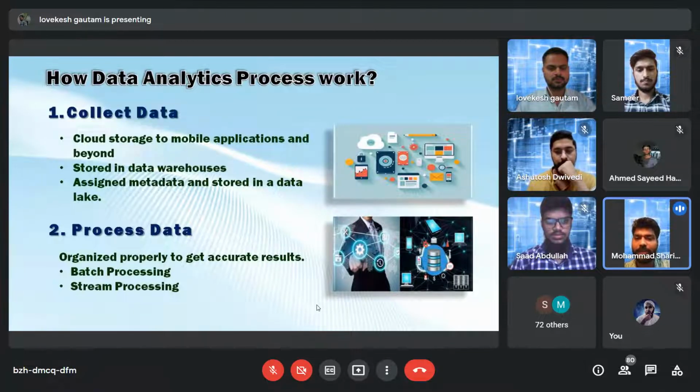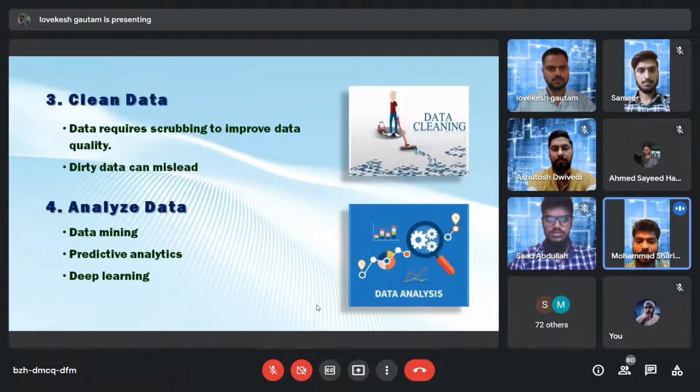One processing option, that is batch processing. It looks at large data blocks over time. Batch processing is useful when there is a longer turnaround time between collecting and analyzing data. Second one is stream processing. It looks at small batches of data at once, shortening the delay time between collection and analysis for quicker decision making. Now moving forward to clean data.